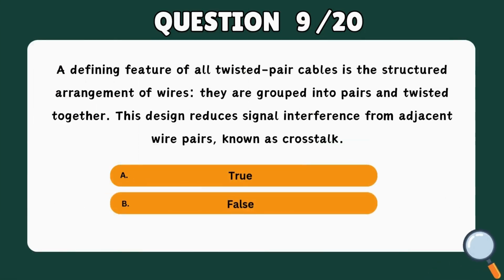Question 9. A defining feature of all twisted pair cables is the structured arrangement of wires. They are grouped into pairs and twisted together. This design reduces signal interference from adjacent wire pairs, known as crosstalk. A. True. B. False. Correct answer: A. True.